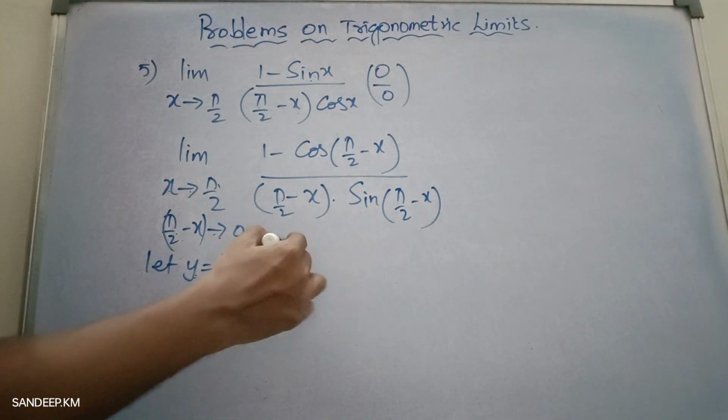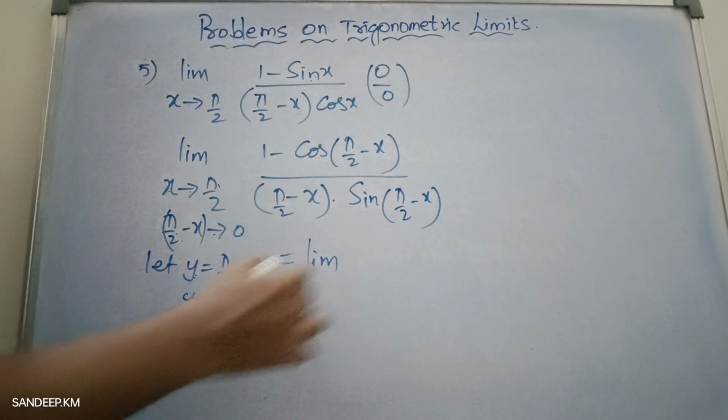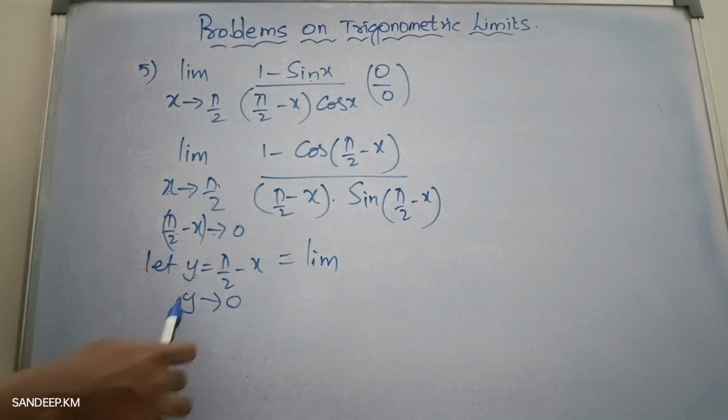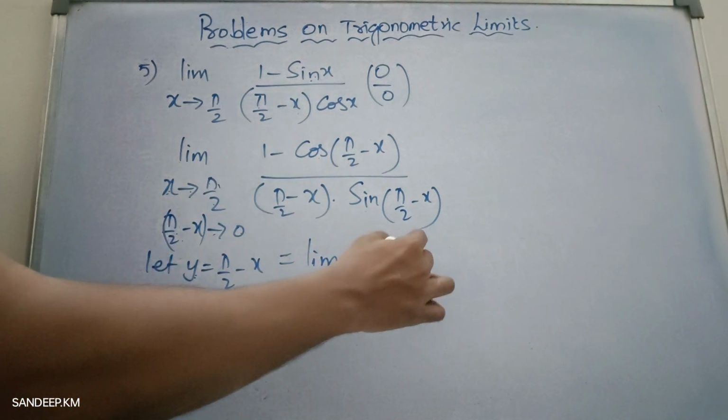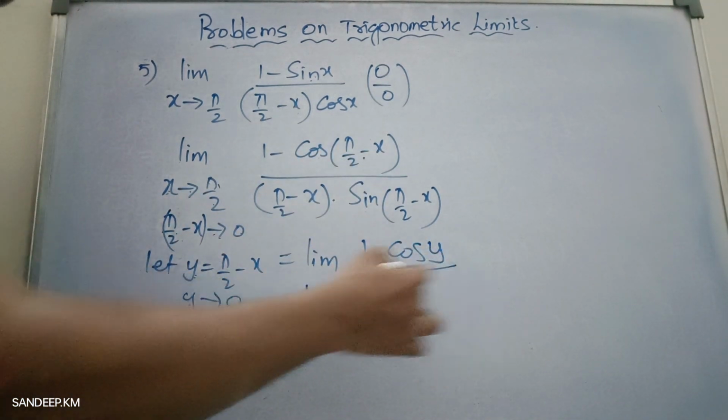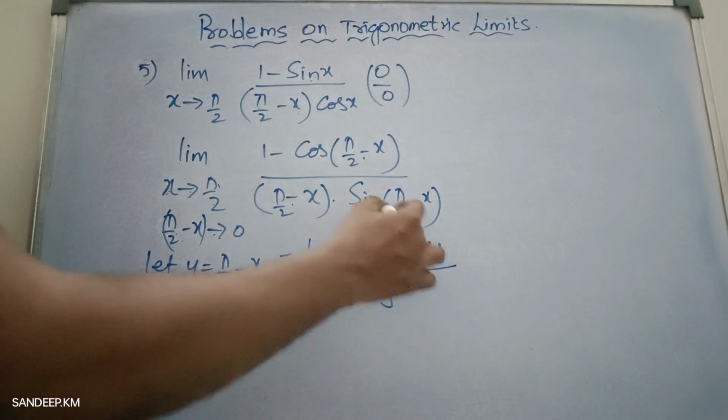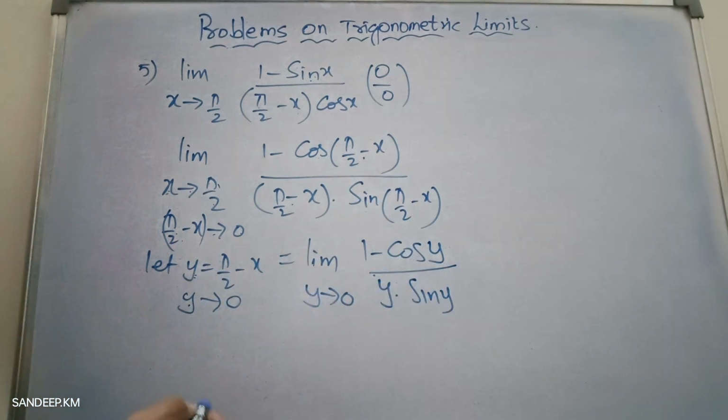So I am changing the question. How do I change? Limit, instead of writing x approaches pi by 2, I will write y approaches 0. So the question becomes 1 minus cos y, whole divided by y into sin y. Now this is easy, I think. You will get the ideas.